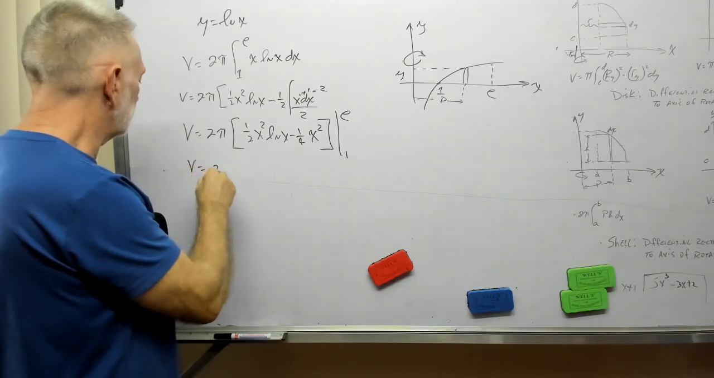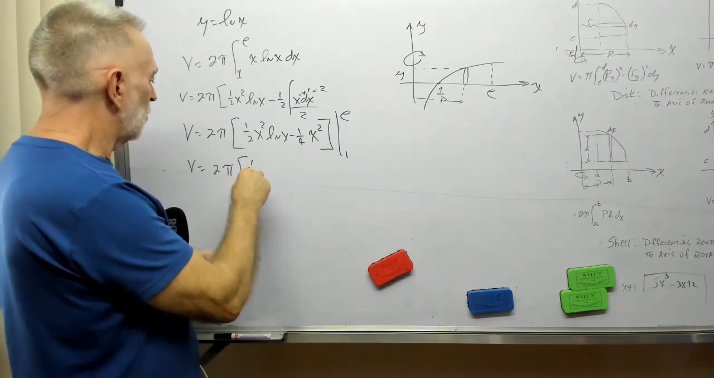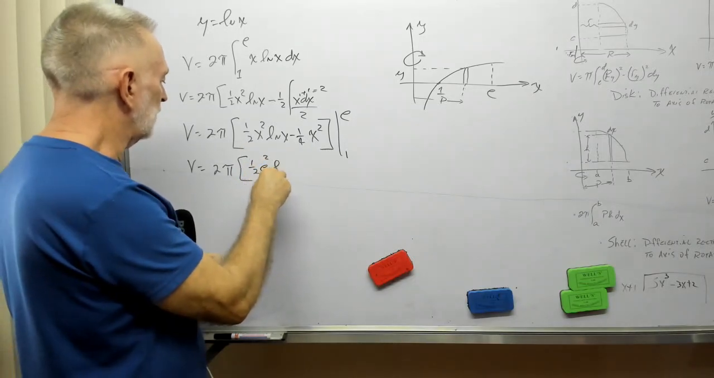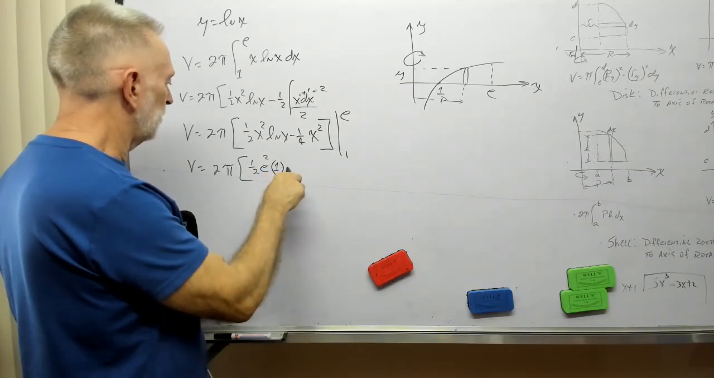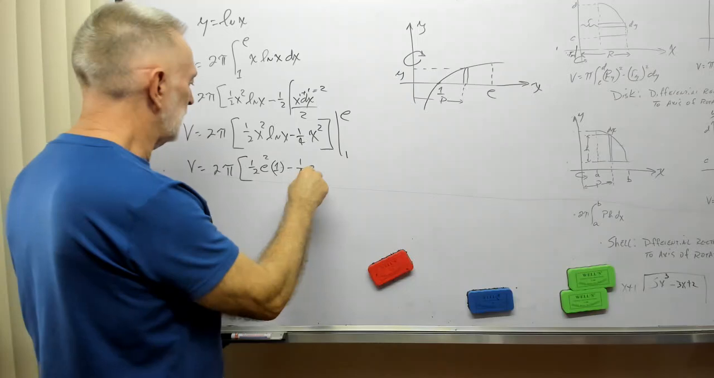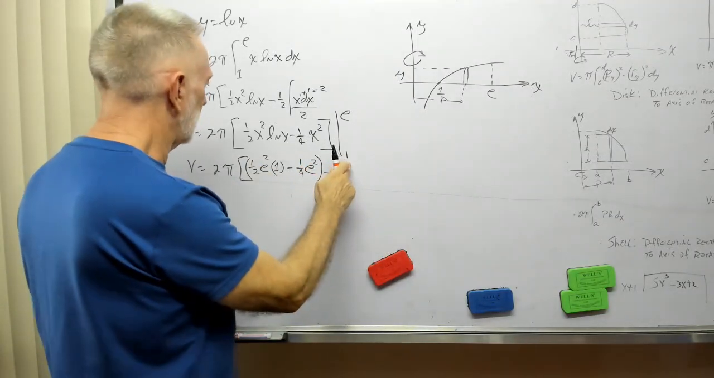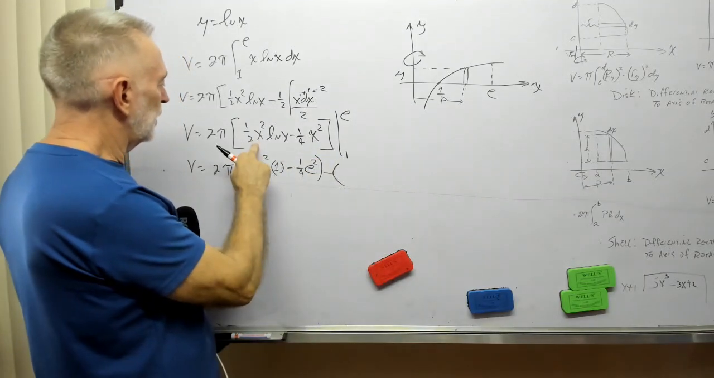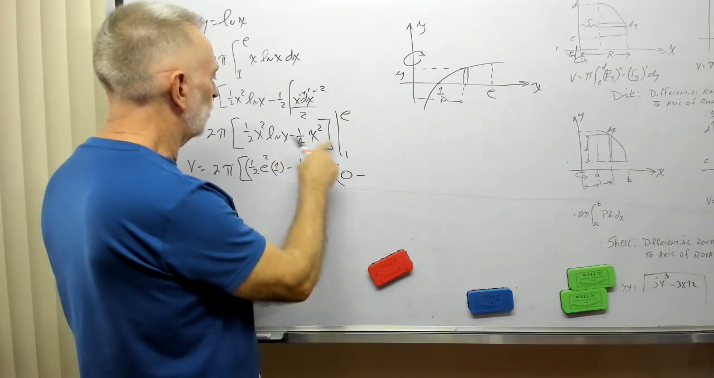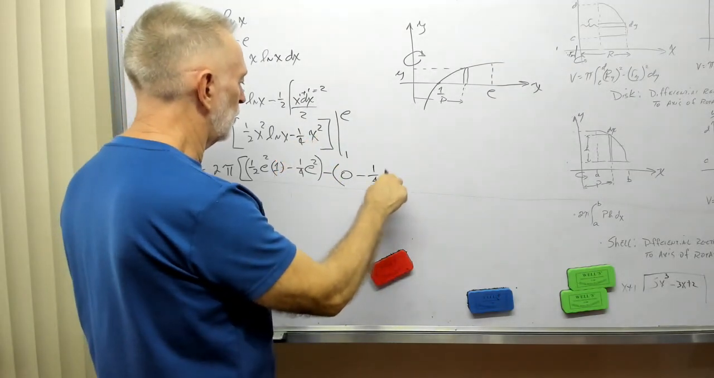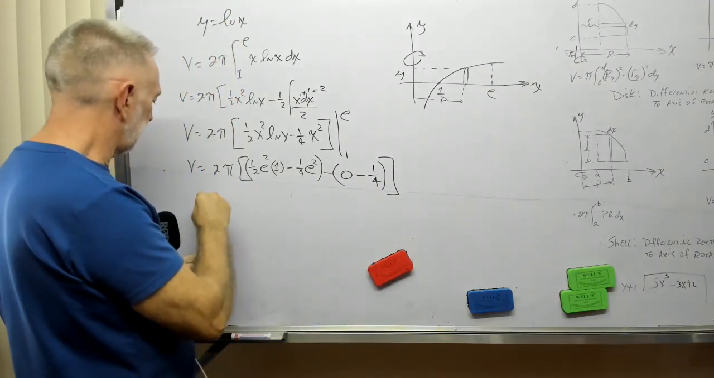Okay, my volume now is 2 pi times this guy here. So I have 1/2 e squared natural log of e, which is 1. So that's 1. Minus 1/4 e squared, minus, now if I put 1 in here, natural log of 1 is 0, minus 1/4 1 squared is just 1/4. Okay, and all of that's times 2 pi.